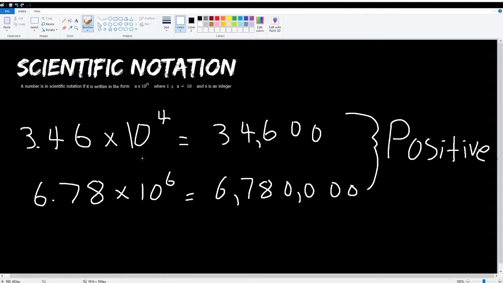And the reason why we use 10 and not, let's say, 2 or 3 or 4 or 6, is because when we multiply by 10 to an integer power, we can simply move the decimal place either left or right, depending on whether the exponent is negative or positive. So these are positive exponents.